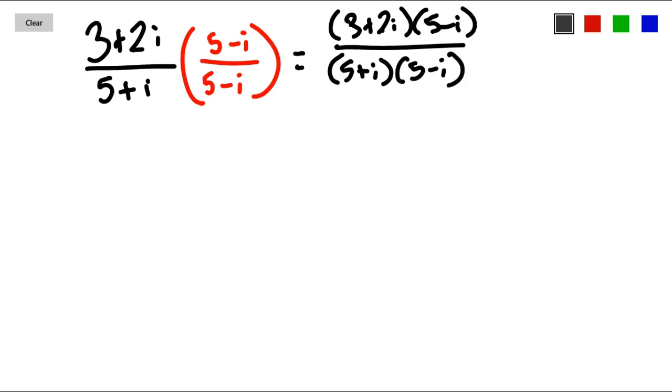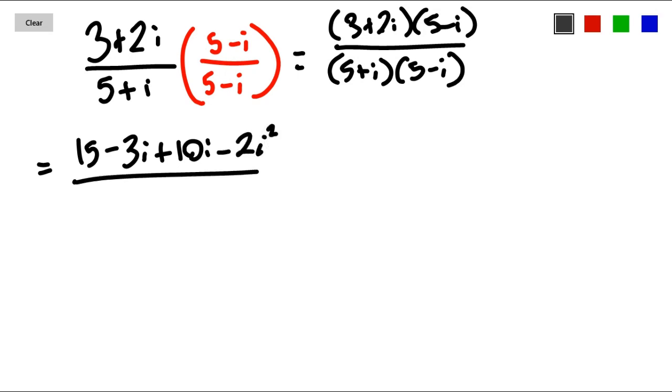And so, on top and bottom, all I've got to do is the FOIL operations. So I've got 15, 3 times 5, 15, minus 3i, plus 10i, minus 2i squared on the top. And on the bottom, I've got 25, minus 5i, plus 5i, minus i squared. And now it's just time to combine like terms and simplify.